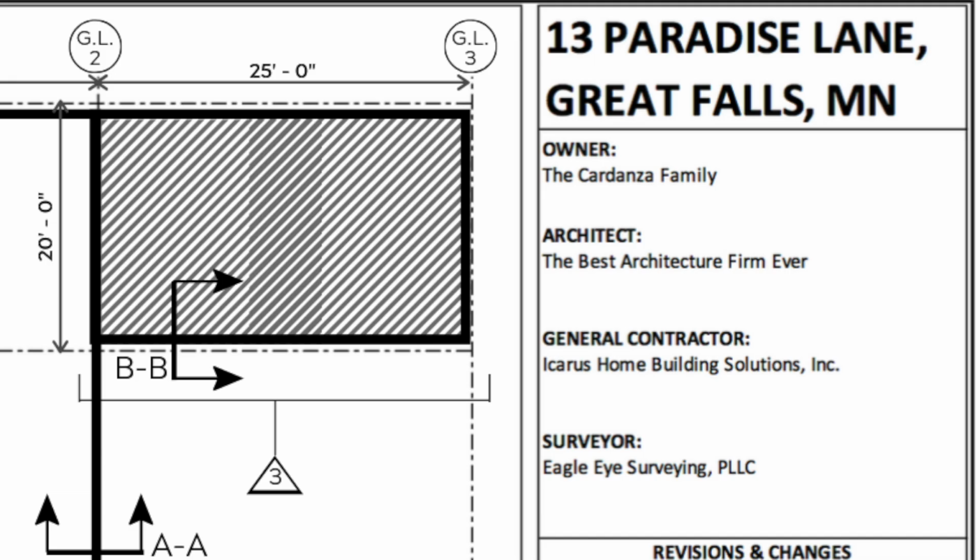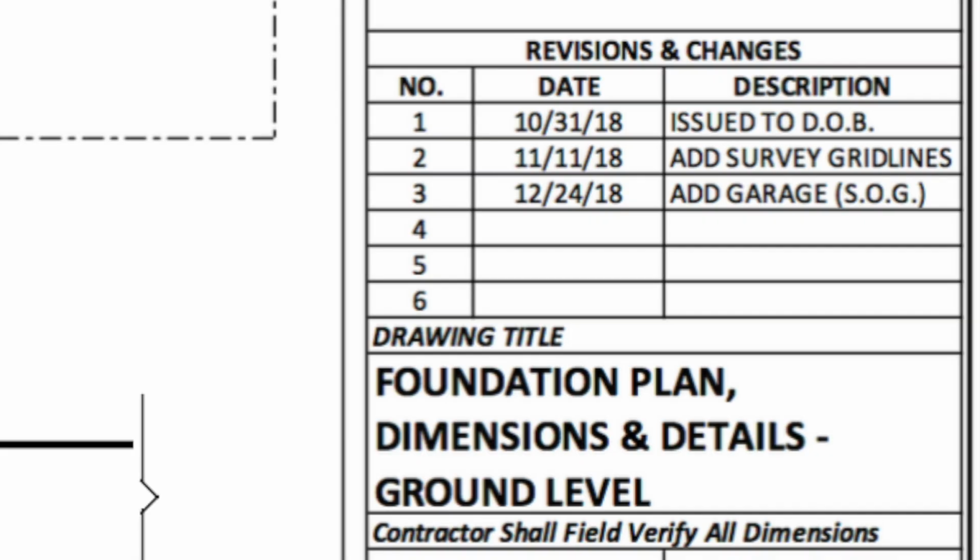And the surveyor that took the marks and produced an initial survey for these drawings to be drafted is Eagle Eye Surveying PLLC. I assure you that coming up with these names is one of the most fun parts of the entire process. Now, just below that, you'll see a section for revisions and changes. So what's that all about? Well, as you can see, there is a brief description next to each of the revision numbers along with a respective date.